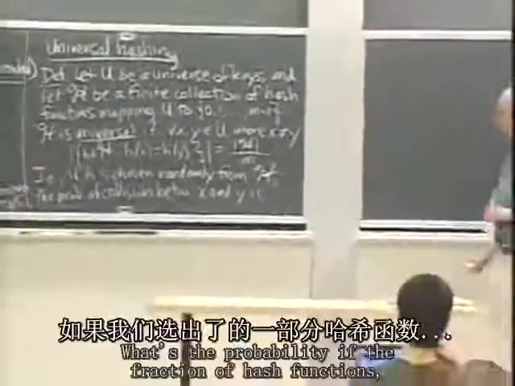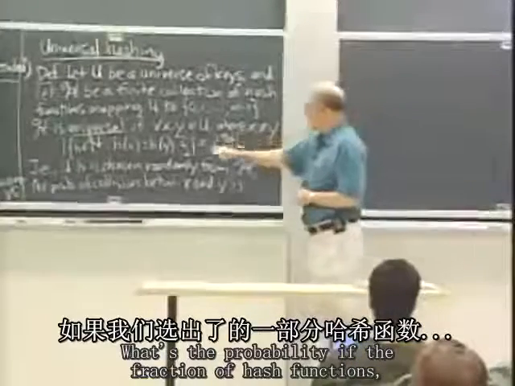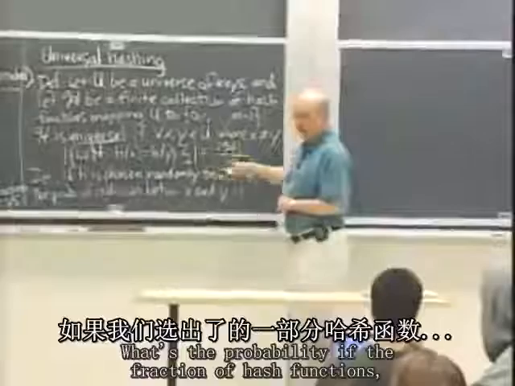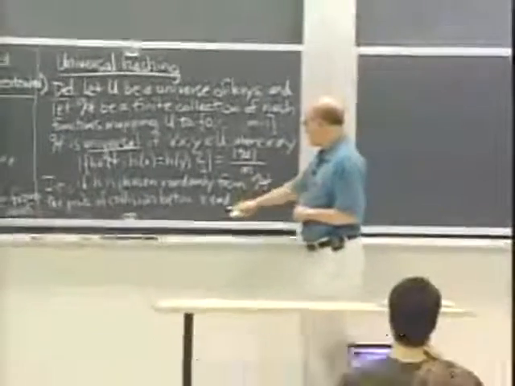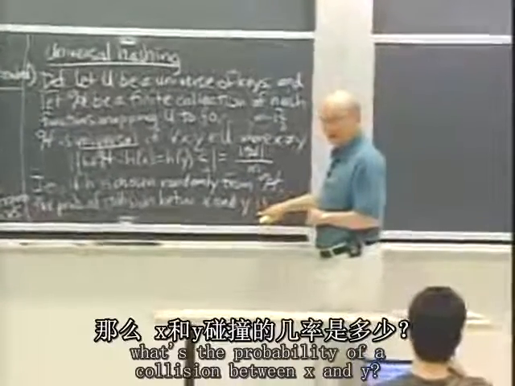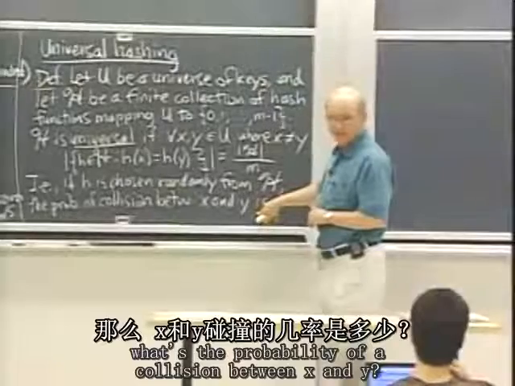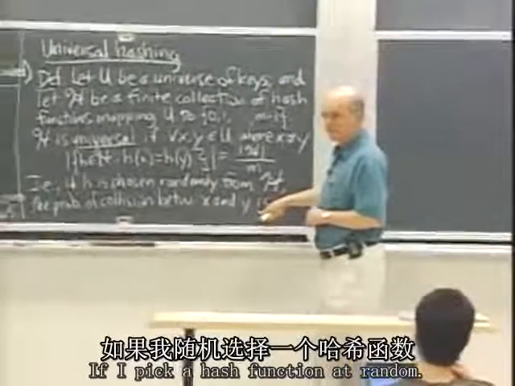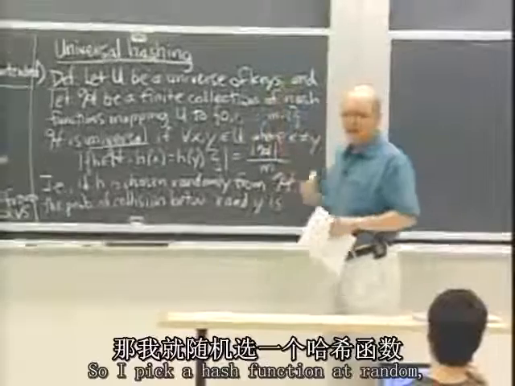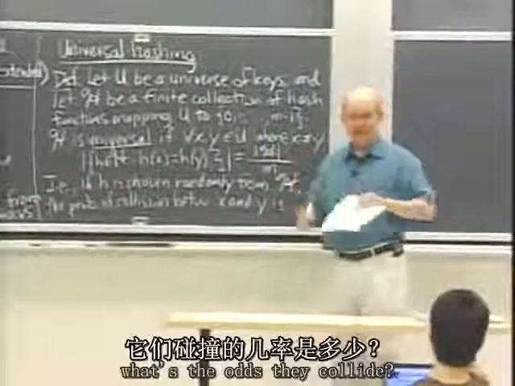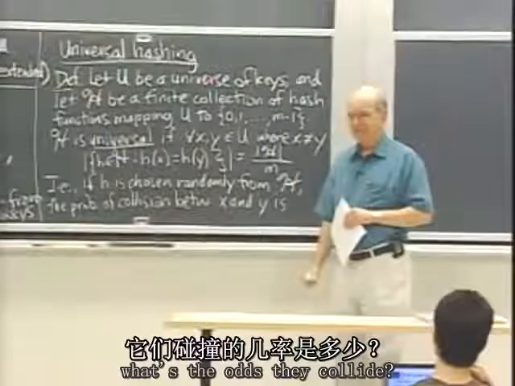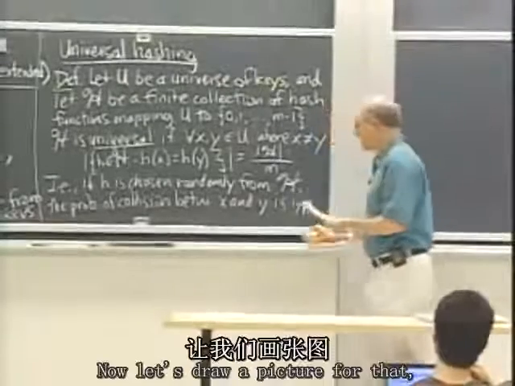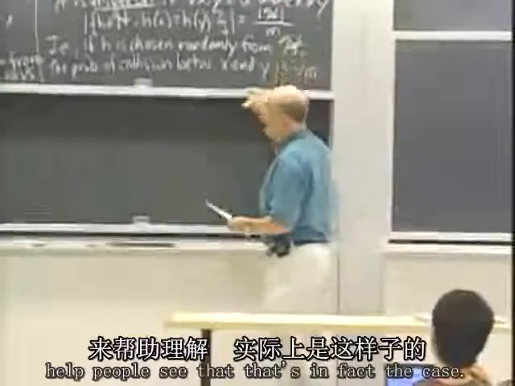What's the probability, if the fraction of hash functions is H over M, of a collision between X and Y, if I pick a hash function at random? So I pick a hash function at random, what's the odds they collide? 1 over M. Okay, let's draw a picture to help people see that that's in fact the case.